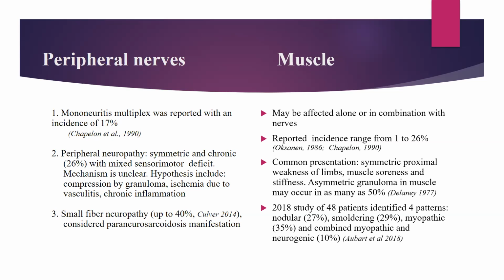A more recent study divided muscle disease into 4 patterns: so-called nodular, where a patient had palpable nodules but did not have any weakness; smoldering, patients presenting with myalgia, but no evidence on clinical examination of muscle disease; myopathic, where there is weakness associated; and a combined myopathic and neurogenic pattern that can be seen on EMG.